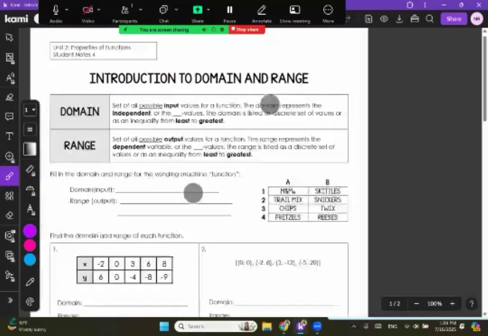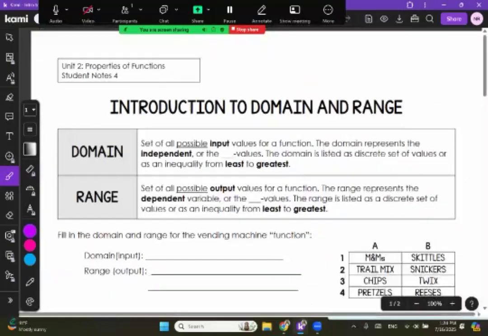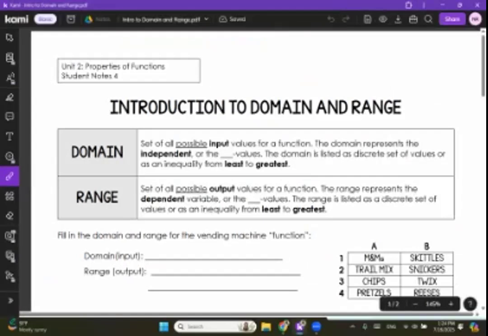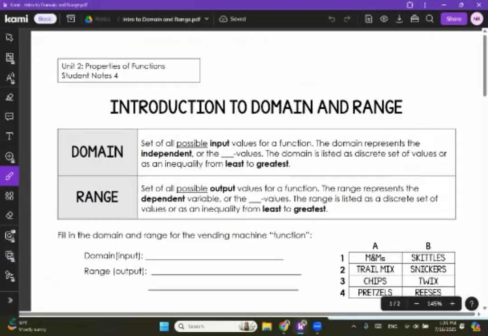All right, so the bulk of the unit is actually going to be over domain and range. Domain and range used to be slightly complicated for students to understand, but I think throughout the years I've figured out a good way to teach it for students to remember how to write it correctly every time. Anyway, so introduction to domain and range, that's going to be page 26 in your notebook, in your binder.